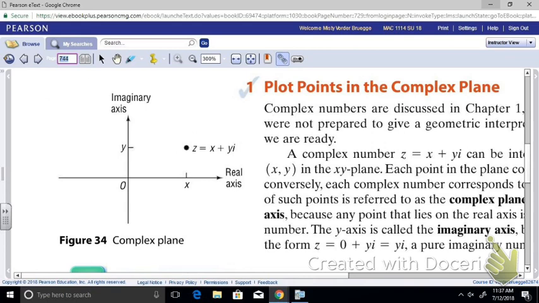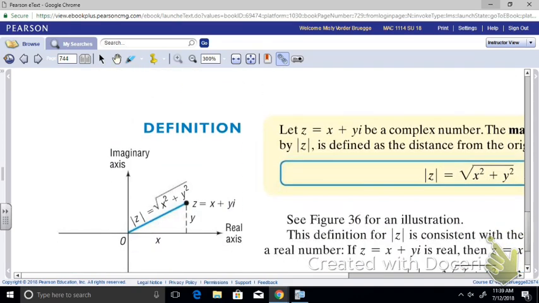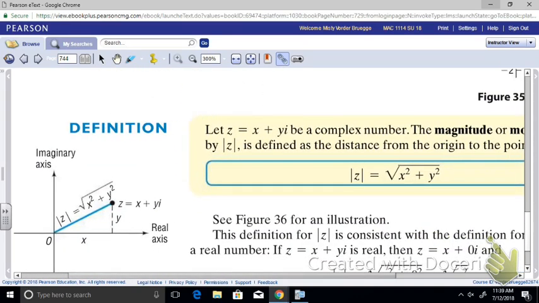Okay, so let me move down a little bit. And they have it plotted there in the corner. You can see there's your, how do you plot that? You go out a distance x and up a distance what? y, because the y is the imaginary part. So just like you would plot rectangular x, y basically.